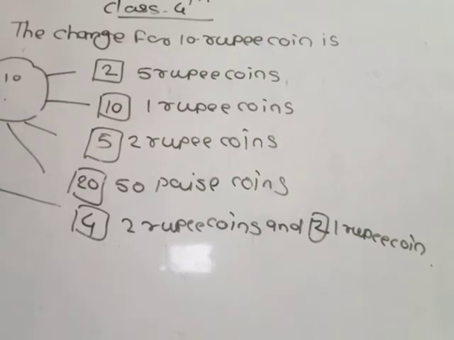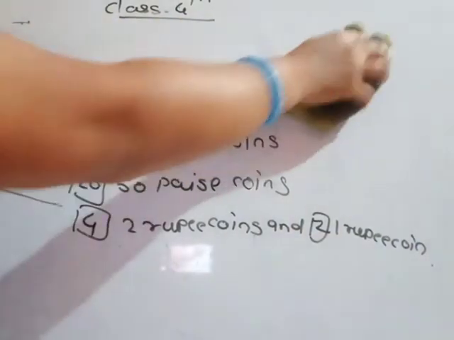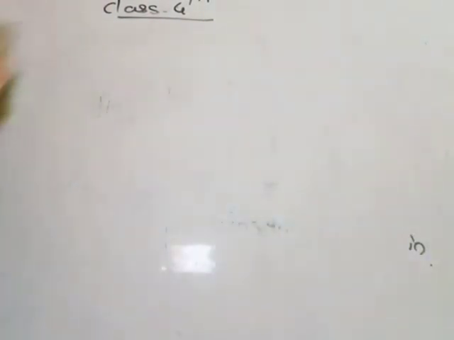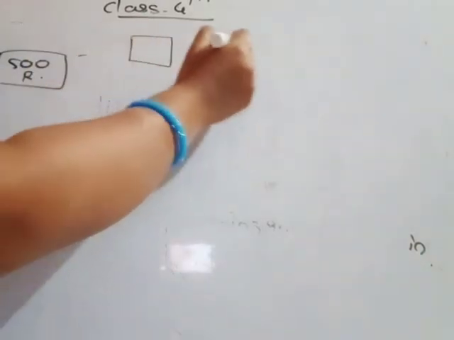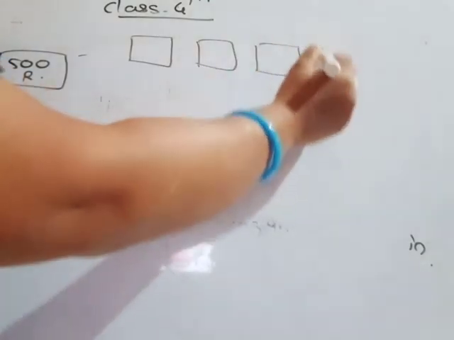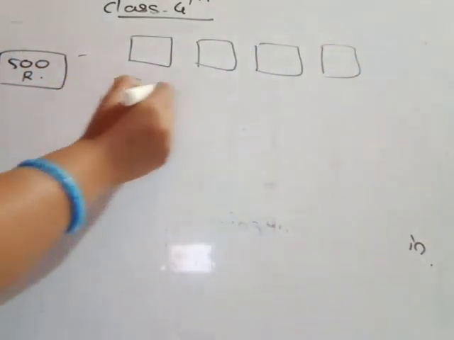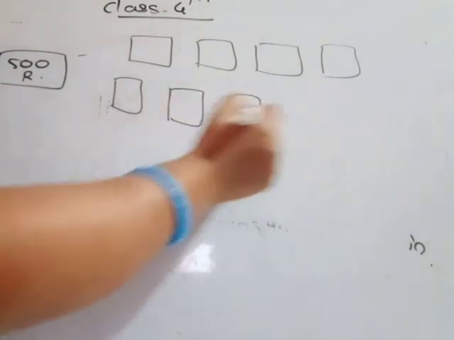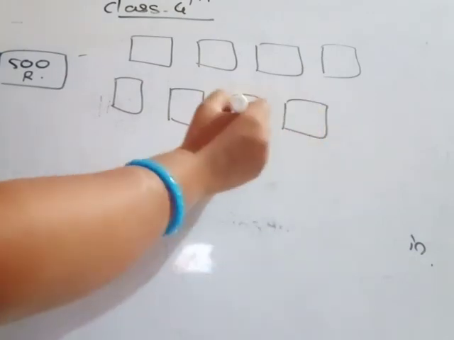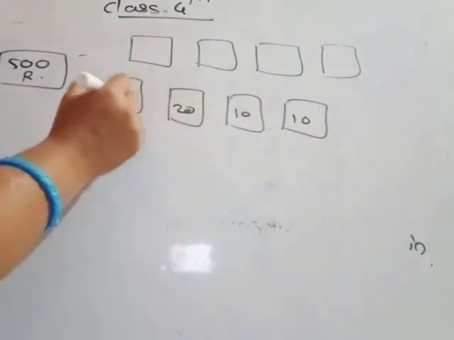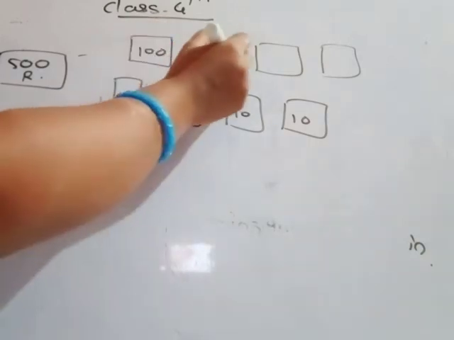See this change for this 500 rupees note. 100 rupees, 4 notes. 50 rupees, 1 note. 20 rupees, 1 note, and 10 rupees, 2 notes.